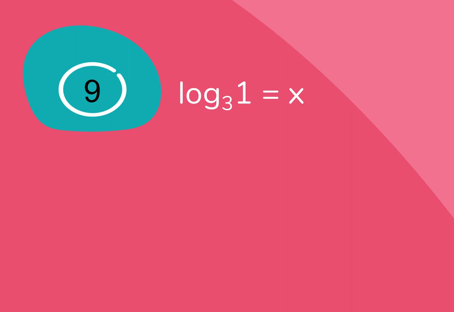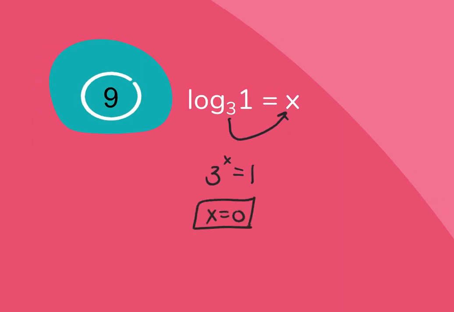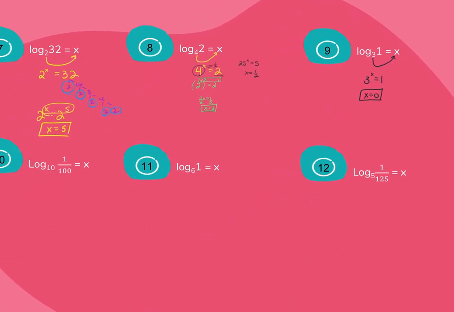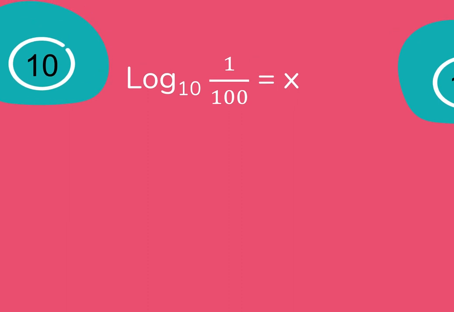Go to 9. So 3 to what power gives you 1? Zero. Good. Questions so far? Okay, go to 10. So 10 to what power gives you 1 over 100?